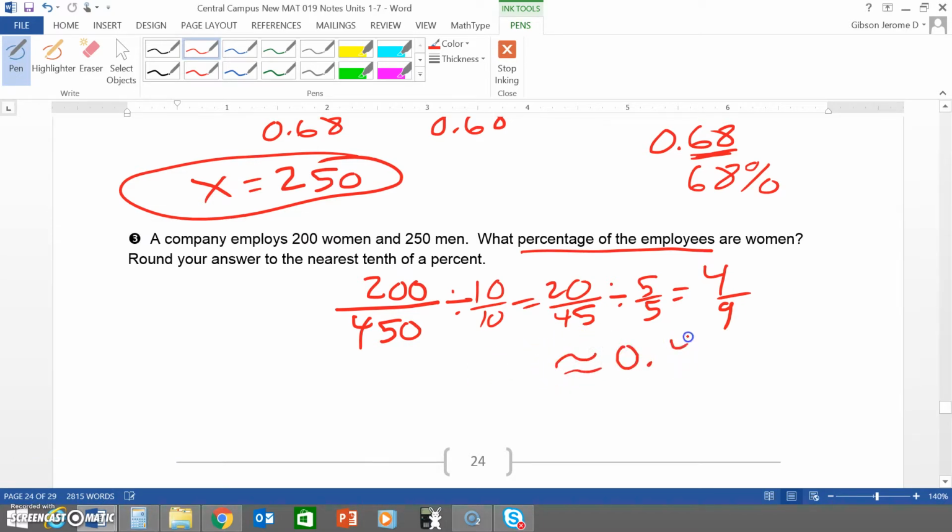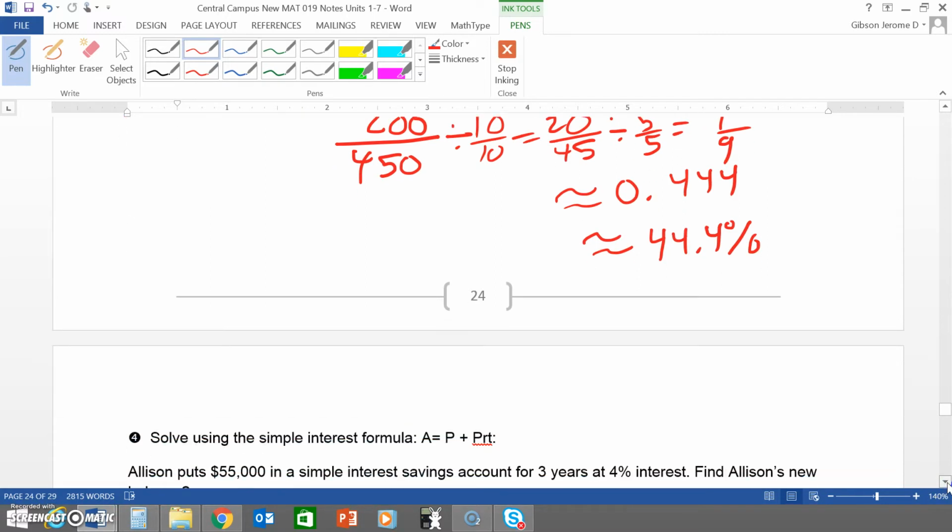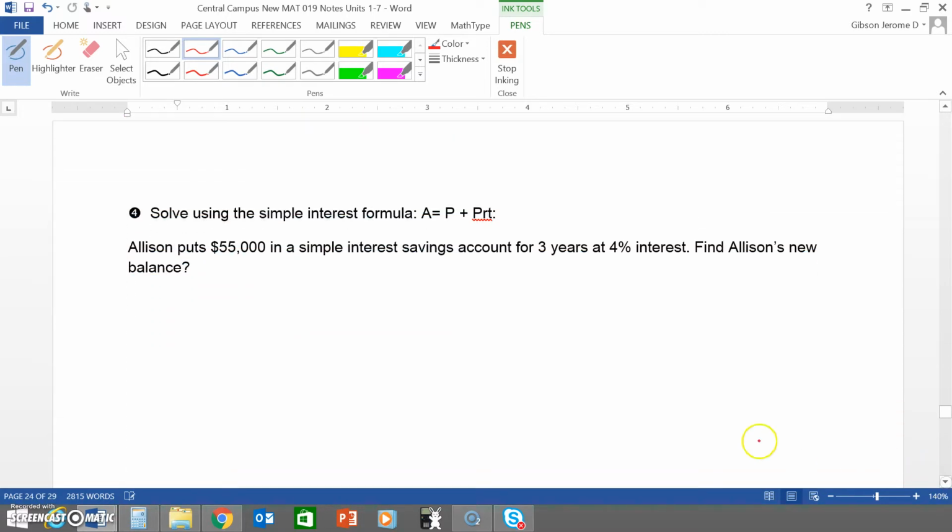Rounding that would give us approximately 0.444. And then we will round that to, well, we've already rounded. We'll change this to a percent. So it'd be 44.4%. And that is the final answer. Now we move on to the next page.